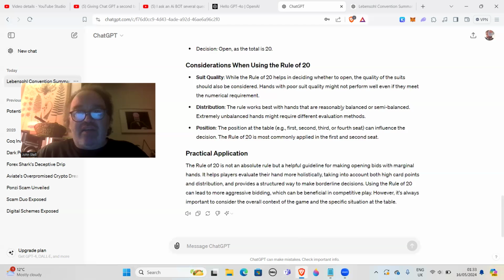The rule works best with hands that are reasonably balanced or semi-balanced. I mean, if it's balanced, the rule of 20 doesn't really apply. You're going to need 12 high card points if you're balanced.